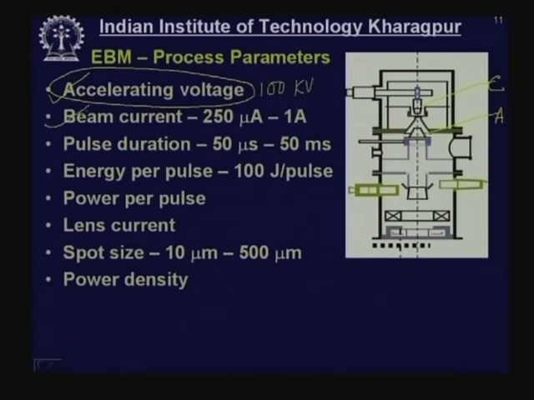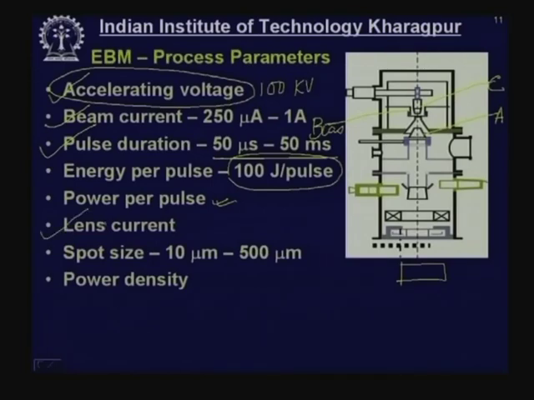Then you have beam current, that is the current flowing between the cathode and your workpiece. Then you have the pulse duration, that is, how often or for what duration you put a pulsed bias on the bias grid. That is very important, because only during that phase are you allowing your electron beam to impinge on the workpiece. Now, if someone multiplies these two, you will get an energy per pulse in the range of 100 joule per pulse. So, power per pulse is also important, as energy per pulse is important.